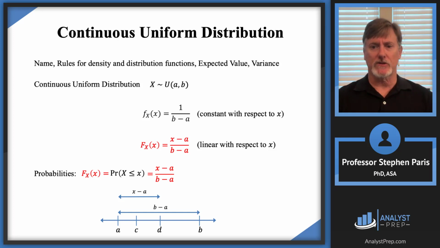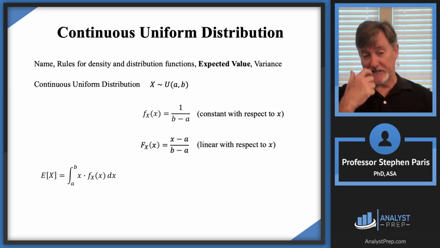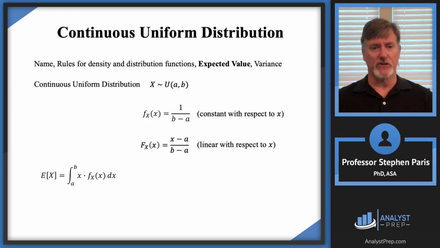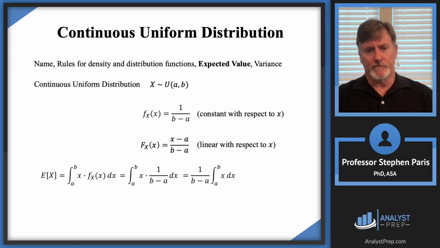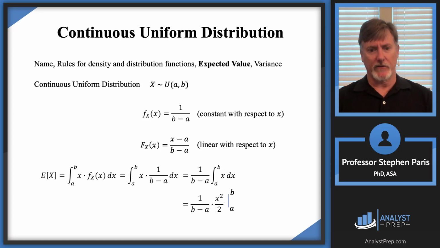Okay, so let's move on. Let's look at expected values now. So this is the definition of the expected value. It's the integral of x times the density function over the support of the random variable. So this is from a to b. The density function is constant now, so it's 1 over b minus a. I can factor that out because it's a constant, and then I'm just integrating x dx, which integrates to the simplest antiderivative of x, x squared over 2, evaluated from a to b. Plug in b and subtract off what you get when you plug in a, and I get this expression.